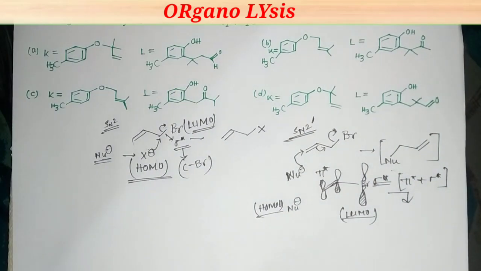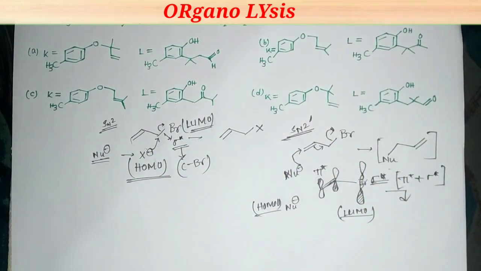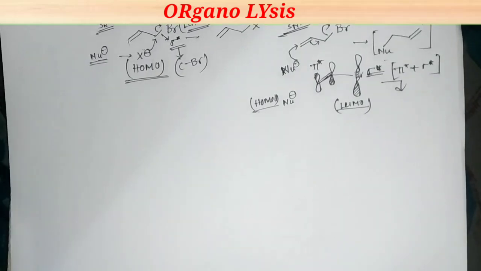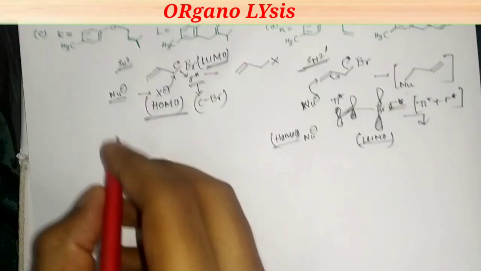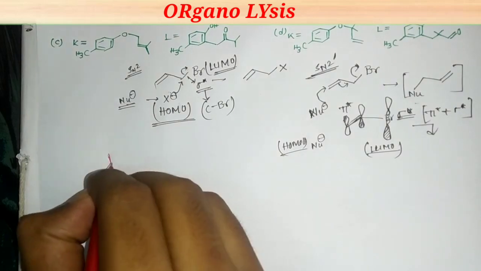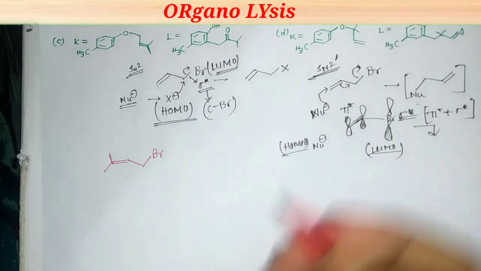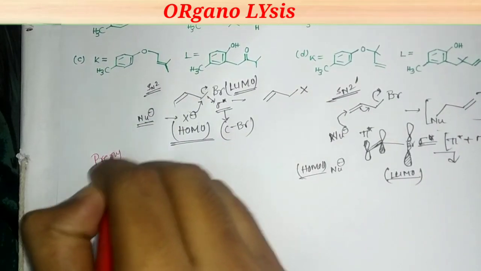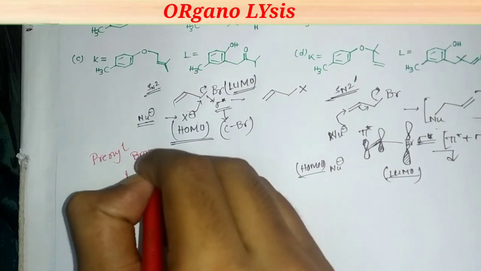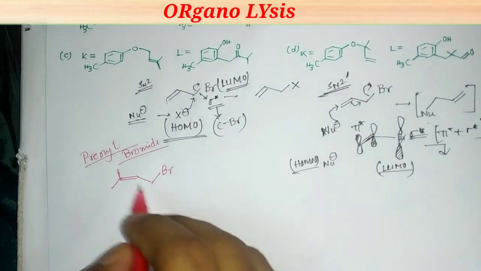Now see, when the SN2 reaction occurs, either the SN2 reaction or the SN2 prime reaction will occur. For this you have to know a few concepts. That is, if we take a compound like this, with Pr over here, this is generally called prenyl bromide. There is one more important concept, that this is not allyl.